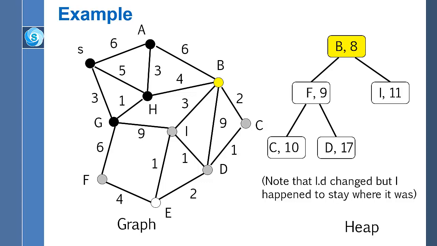And while visiting B, we wind up discovering 2 new vertices. C and D are both vertices that were previously undiscovered. They are now discovered. They get added to the heap. If you check the details, you should be able to figure out that we set C.d to 10 and D.d to 17. You should know how to do that by now.